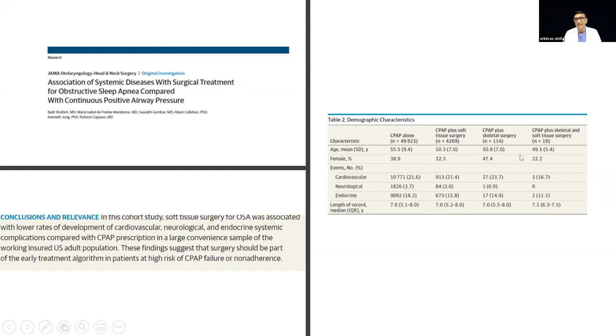And if you add CPAP plus skeletal plus soft tissue surgery, everything just went down significantly. The idea of this particular paper, which is a paradigm shift nowadays in us taking care of patients with obstructive sleep apnea, is that it is not about using CPAP for all, or doing surgery for all, or giving mandibular advancing devices for all. It's about customizing the treatment to the patient's needs.